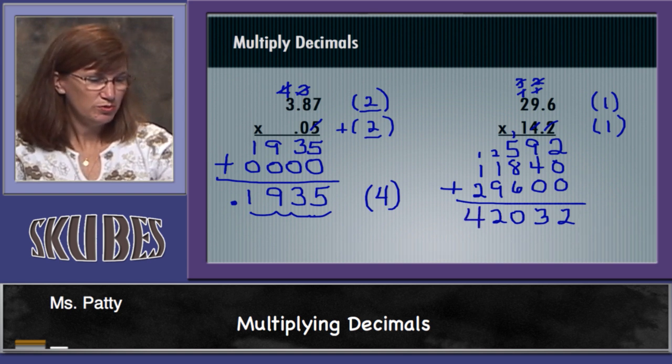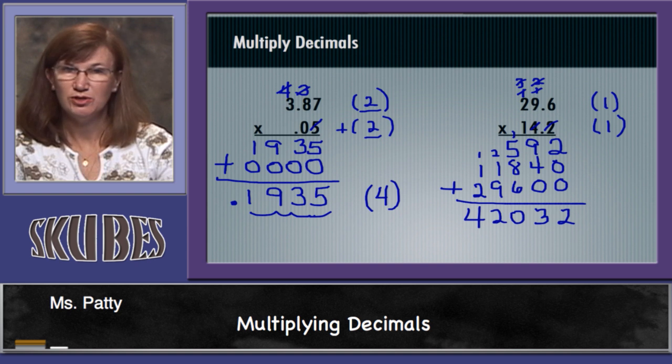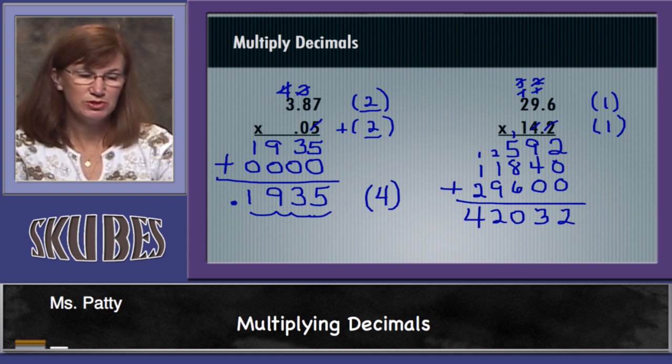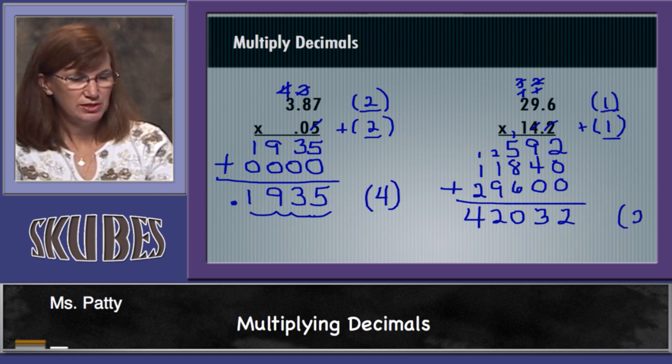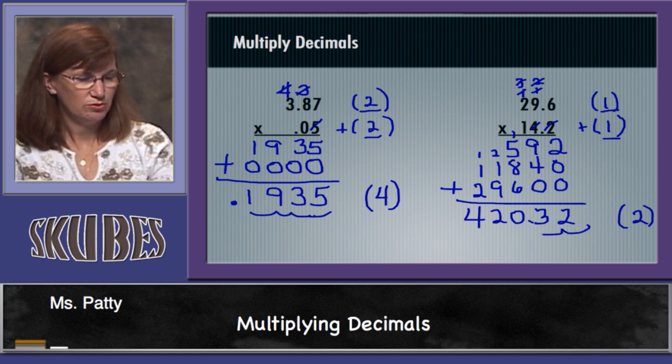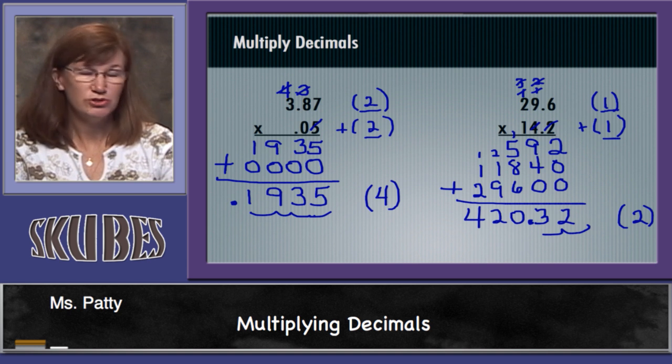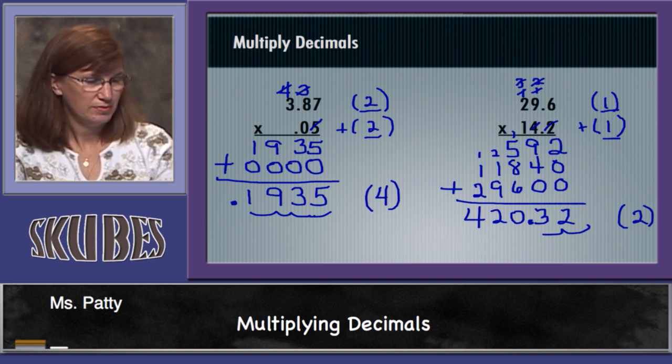Now it would appear that our number would be 42,032, but don't put any commas in. We need to put our decimals in. Go back to the top. We had 1 place behind the decimal, 1 place behind the decimal. We add those together. That makes 2 places behind our decimal. So we'll move our decimal and we'll put it right there. So our answer is 420 and 32 thousandths.